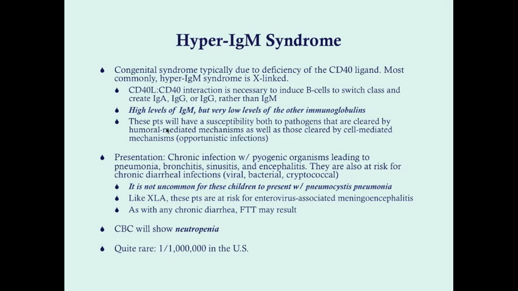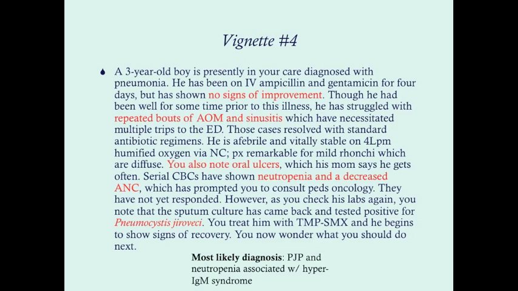These patients will have a susceptibility, and this is going to separate it from the other three we talked about, both to pathogens that are cleared by the humoral-mediated mechanisms, but also those that are cleared by the cell-mediated mechanisms, which would be opportunistic infections. So we would never expect to see pneumocystis jirovecii pneumonia in a patient with X-linked agammaglobulinemia. As bad as that disease is, they don't get pneumocystis jirovecii pneumonia. But hyper-IgM patients do because there is an issue that is involving the T cell as well. The T cell is coming into play when you're talking about CD40 ligand interaction.